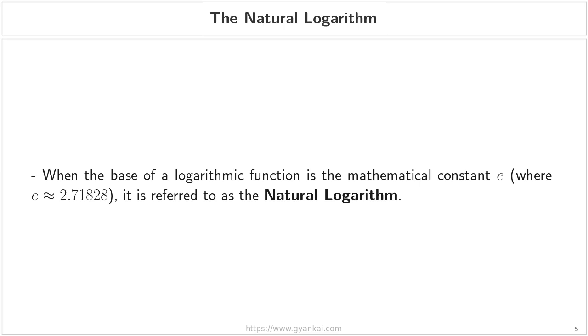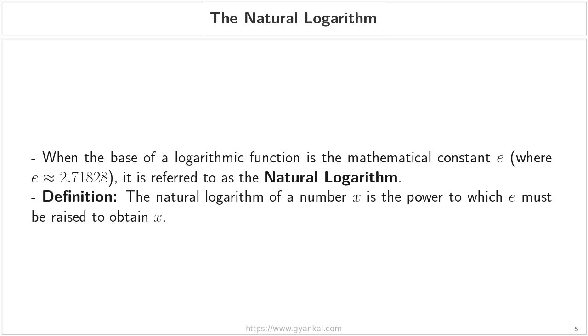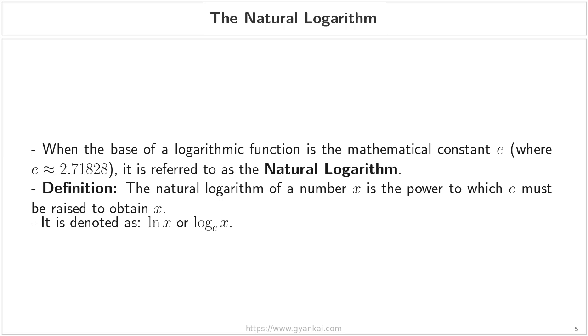The natural logarithm. Now that we have discussed common logarithms with base 10, let us move on to the second most frequently used base in mathematics and science. When the base of a logarithmic function is the mathematical constant e, which is approximately equal to 2.71828, it is referred to as the natural logarithm. To put this into a formal definition, the natural logarithm of a number x is the power to which the constant e must be raised to obtain that number x. In terms of notation, you will see this written in two different ways. It is most commonly denoted as ln x, or it can be written as log base e of x.